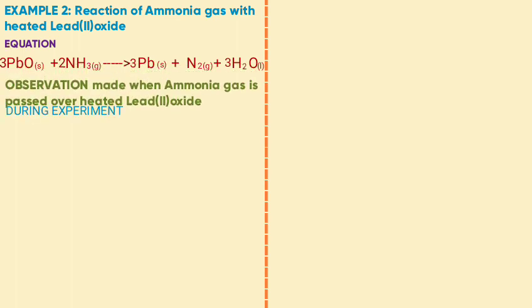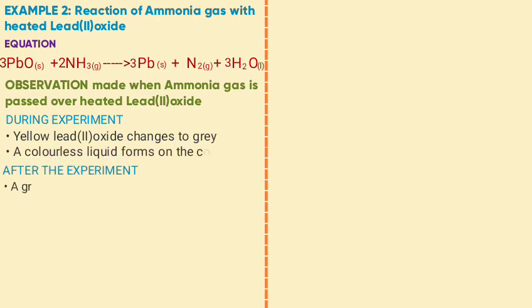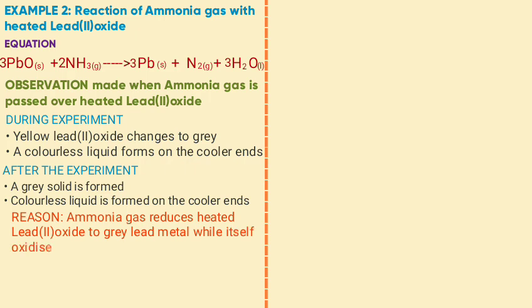Observation made during the experiment: yellow lead 2 oxide changes to gray. Colorless liquid is formed on the cooler ends. After the experiment, a gray solid is formed. Reason: ammonia gas reduces heated lead 2 oxide to gray lead metal while itself oxidized to nitrogen gas and water.